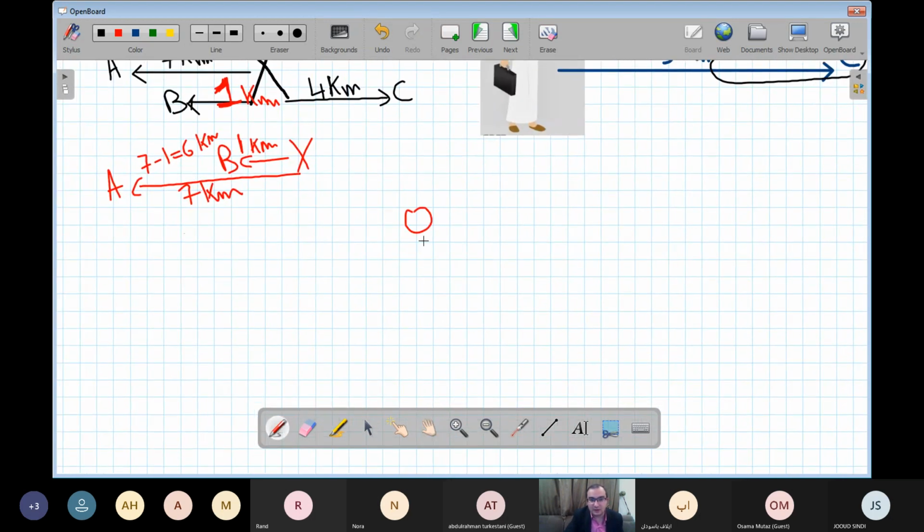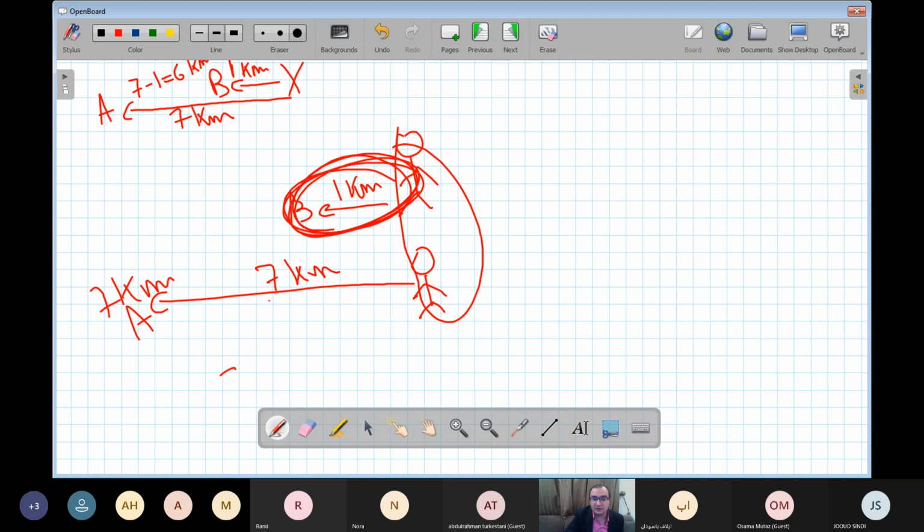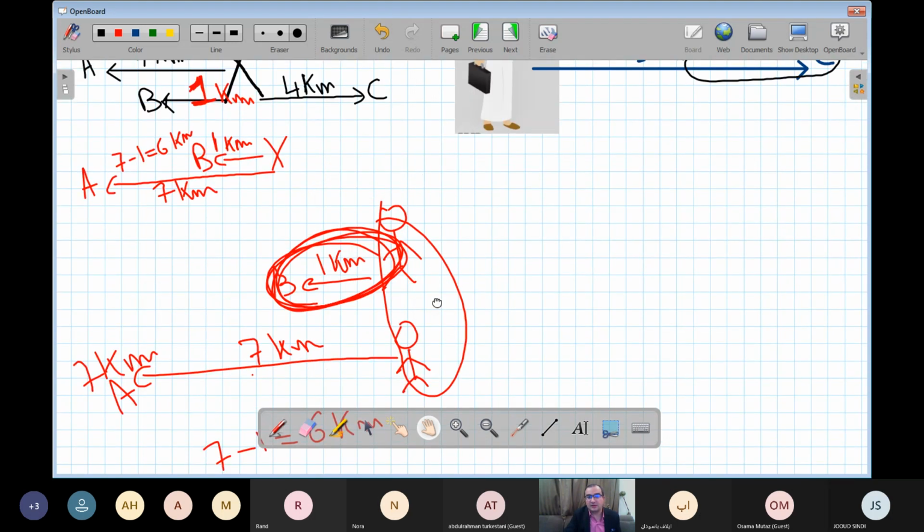Look at this one. If you are here, you must have 1 kilometer to travel to B. Or from the same place, it took 7 kilometers to travel to A. You have already taken how many kilometers? 1. So if we have 7 kilometers here and 1 kilometer here, it's 7 minus 1, which is equal to 6 kilometers. So we are the same.